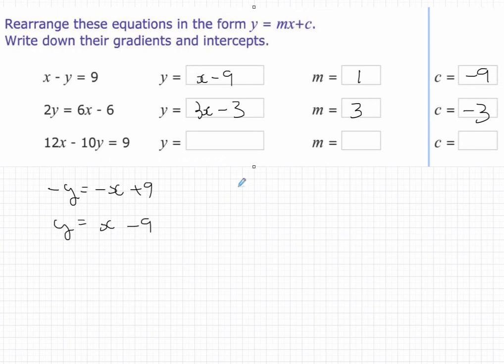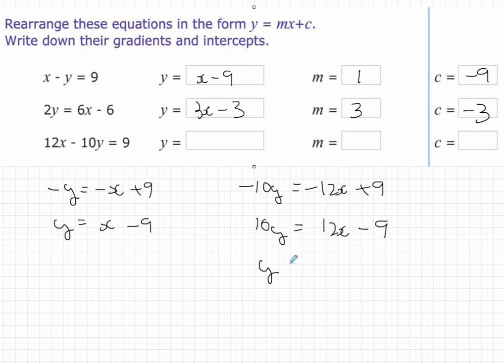Now we've got minus 10y then. So minus 10y equals, take the x over first, so it's going to be minus 12x plus 9. Get rid of the minus, shall we? So minus times this gives us 10y. Minus times this gives us 12x. Minus times this gives us minus 9.